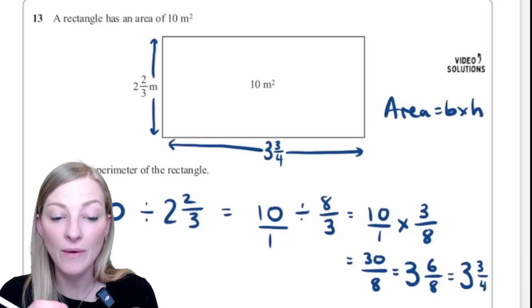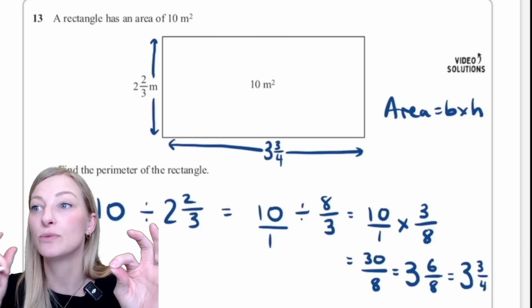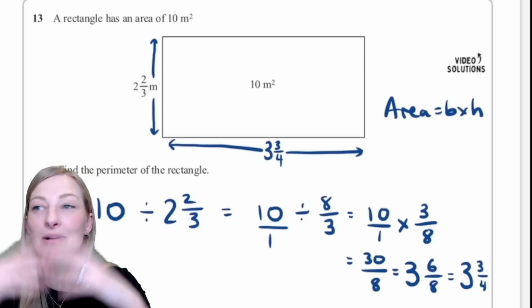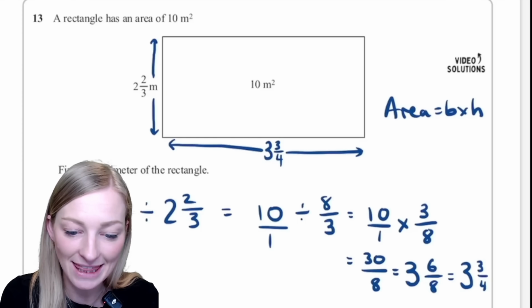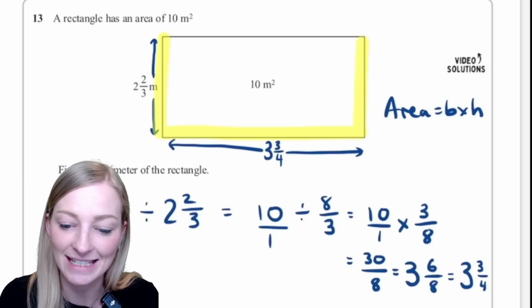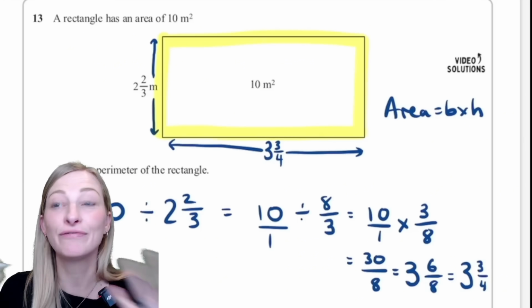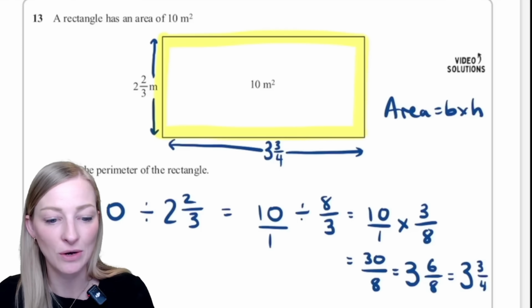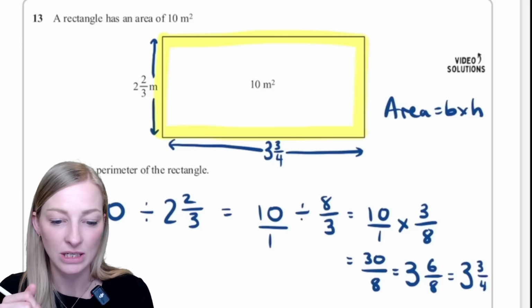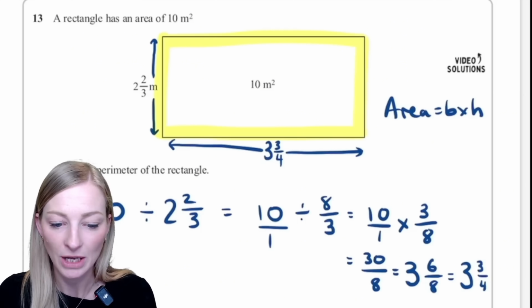So here what I'm going to do is add 2 2/3 with 3 3/4, and then I'm going to double my answer afterwards because I know that the perimeter is this, add this, add this, add this. But rather than add 4 fractions together, I'm just going to add those 2 and then I'm going to double my answer because I know that that will get me the rest of the way round if I only want to add those together. So let's do that.